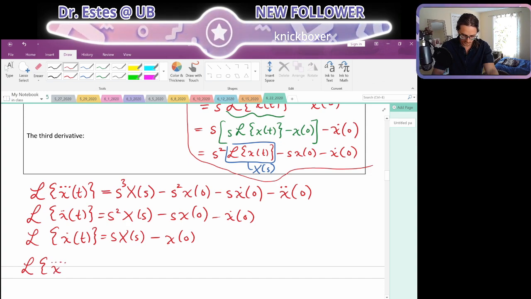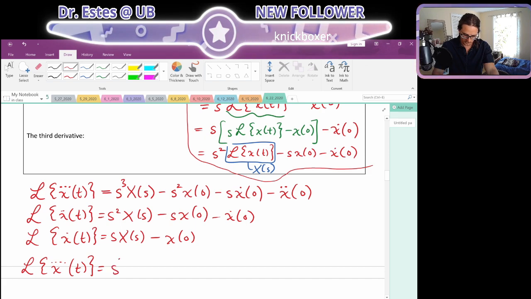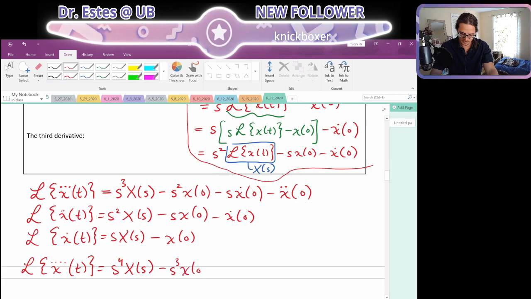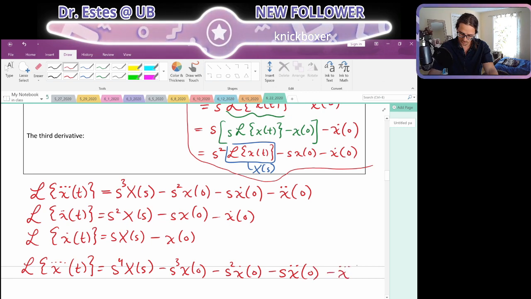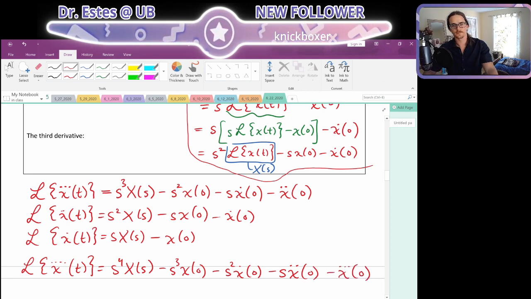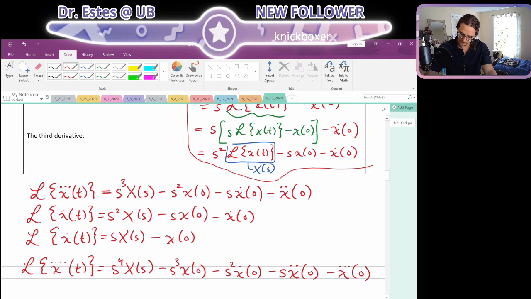You can see if you get the same thing that I'm about to get. So you start with s to the fourth X of s, minus s cubed x naught, minus s squared x dot naught, minus s x double dot naught, minus x triple dot naught.